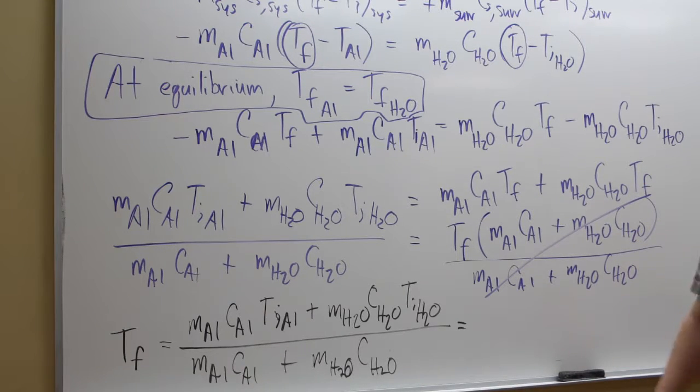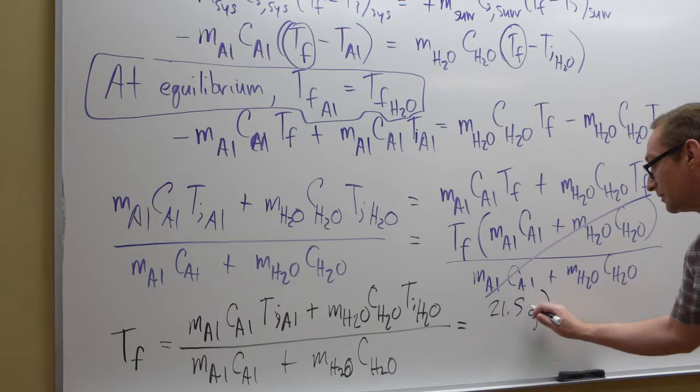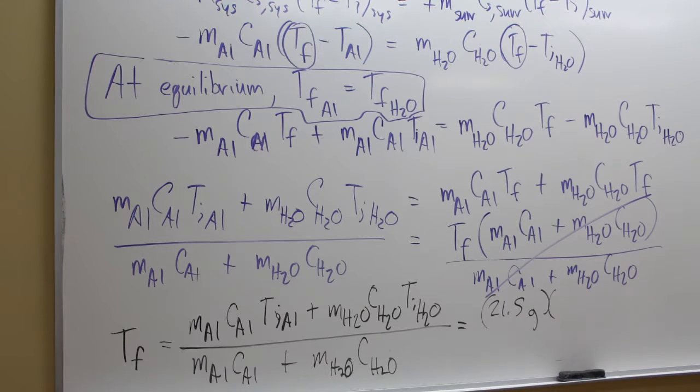Okay, so TF, let's see, mass of aluminum is what? And now we can look at the numbers. All right, we got a 21.5 gram cube. We have specific heat of aluminum, which, let's see, on your notes, are there the masses and specific heats listed on there? Yeah, 0.903 joules, so that's specific heat for aluminum, right? So joules per gram per degree C times the initial temp of aluminum, which was 37.2.